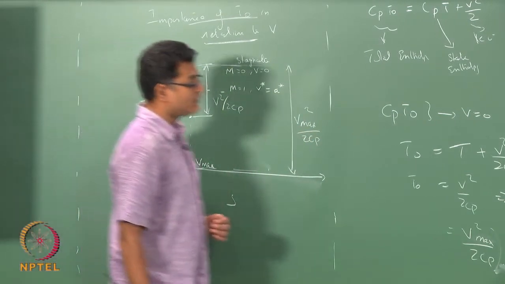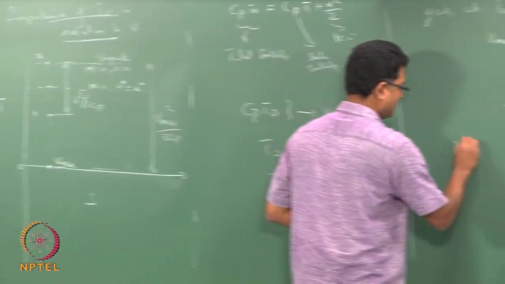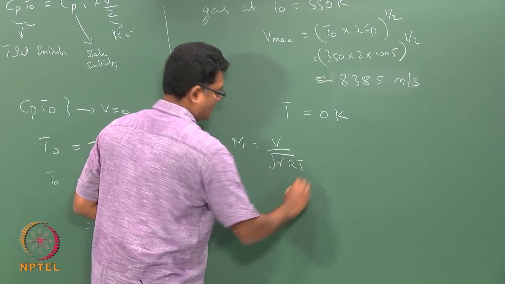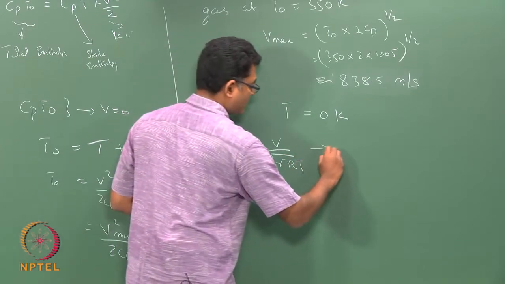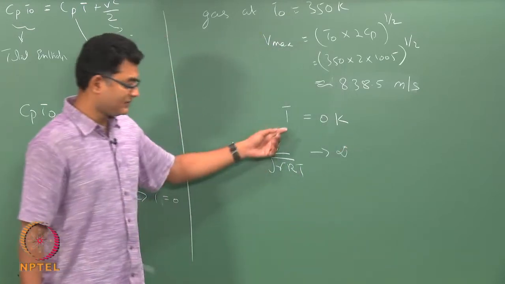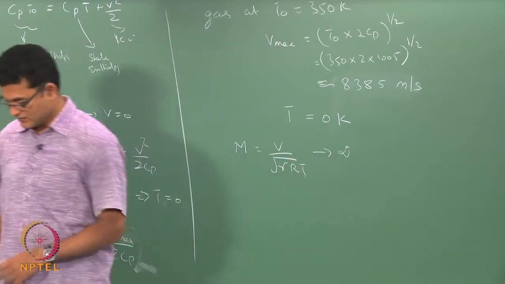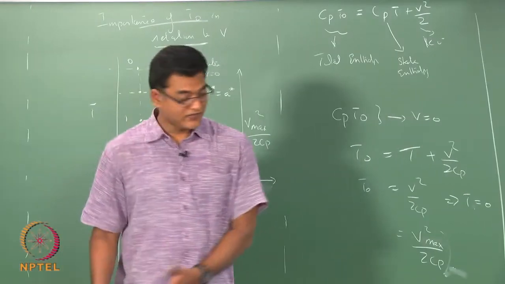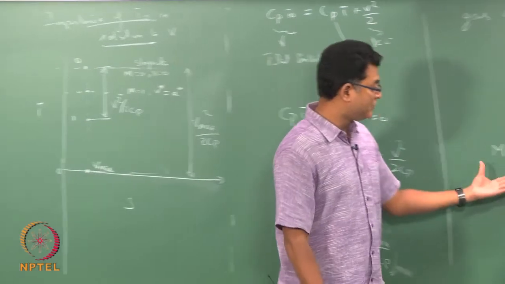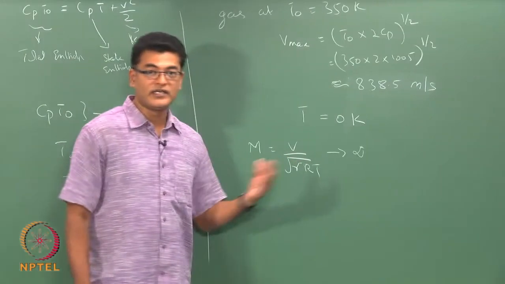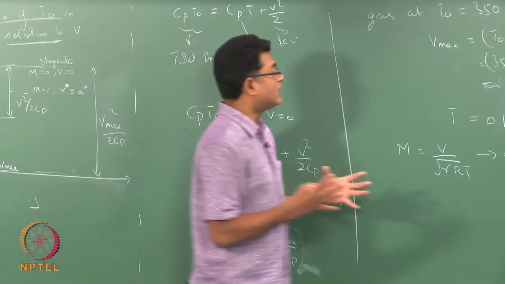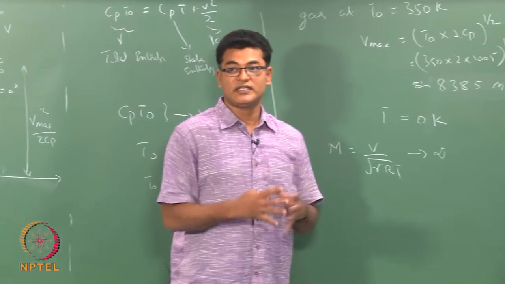If that is the case, what would be the Mach number? This approaches infinity. So, this is something which you cannot achieve in reality, that is a reference point as our stagnation point which we have done. So, we can use this quantity Vmax also as the energy associated with the gas.